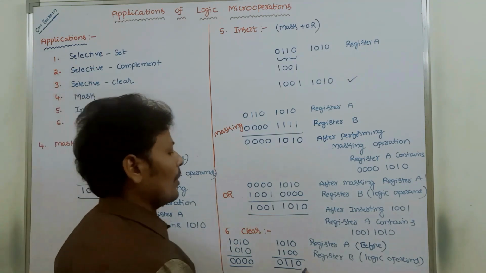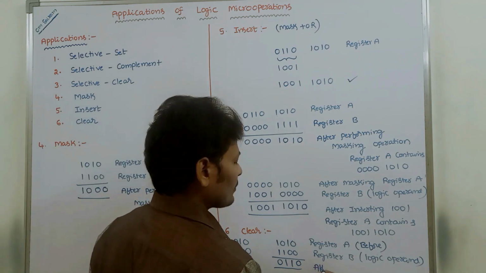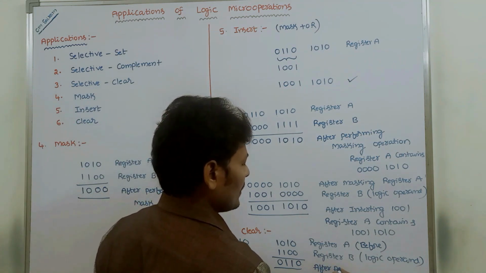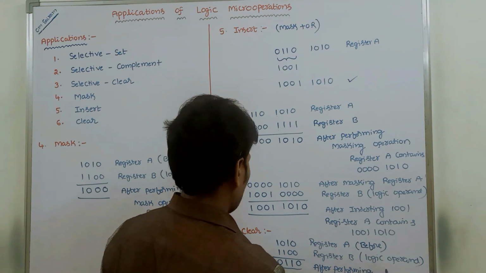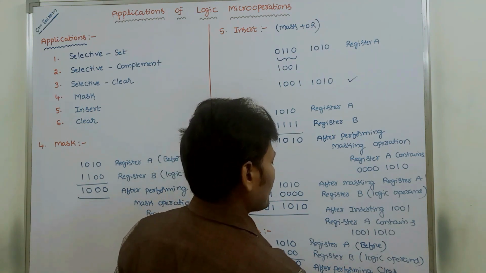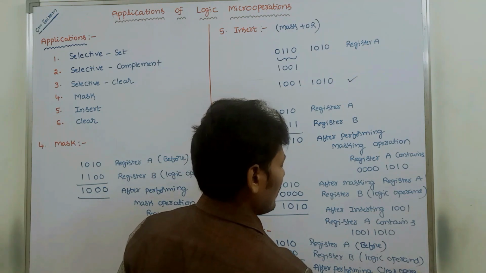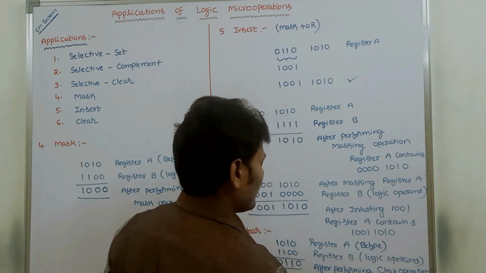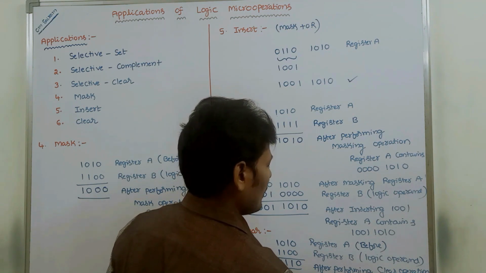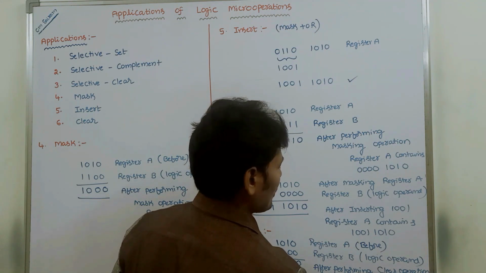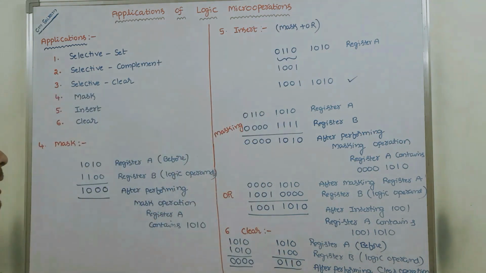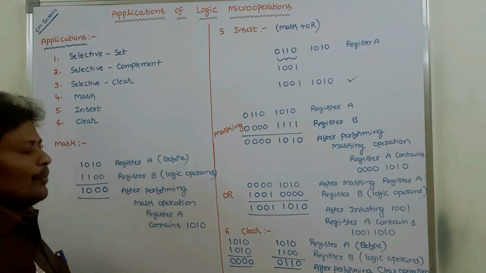Okay, so after performing clear operation, register A contains 0, 1, 1, 0. So this is the clear operation. Okay.